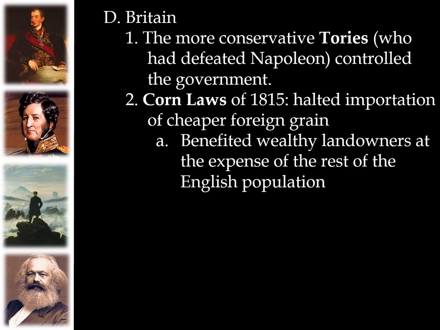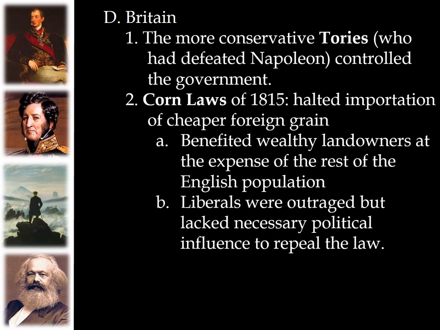The lower classes. The liberals in Parliament were outraged, but they lacked the necessary political influence to repeal the law. In other words, the Whig Party, which was the more liberal of the two-party system, did not have the majority in Parliament right at the beginning of the 19th century. And so they did not have enough votes in Parliament to repeal the law that they saw as perhaps a bad one.